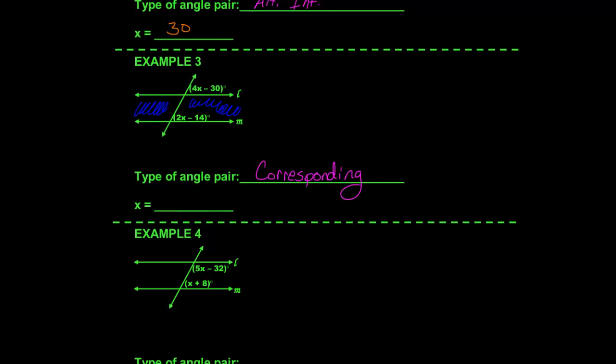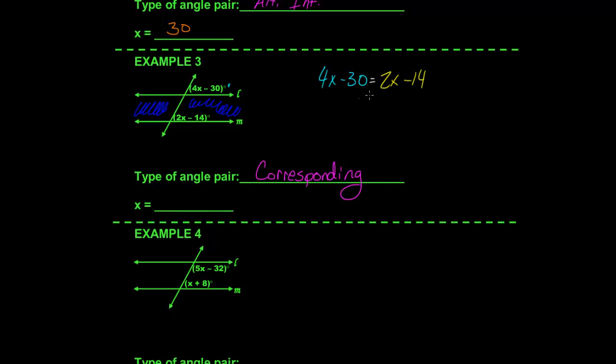So once again, I'm going to come up here and grab one of these. I'm going to grab a 4x. Let me go ahead and get a different color, that way we can see where I'm grabbing some of these from. This will be my first one: 4x minus 30. We're going to set that equal to our second one, 2x minus 14.